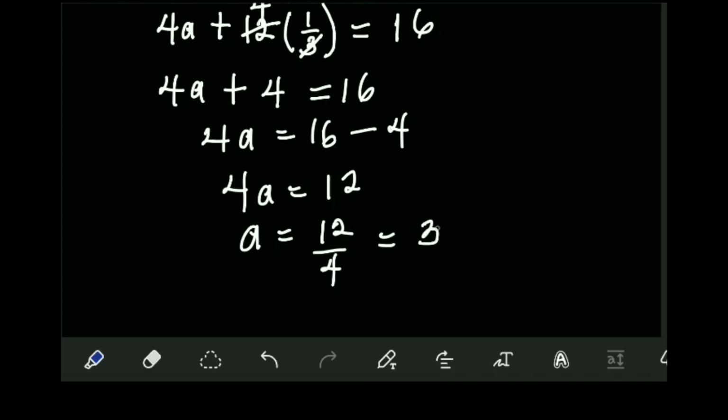The value of a is 3. So we get a equals 3 and b equals 1 over 3. So that's the value of a and b.